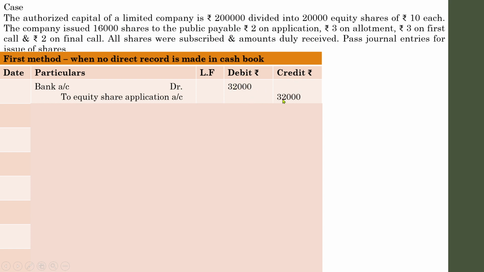Next one, you need to pass the due entry. Due entry means you have to transfer this amount to the respective share capital account. So the entry will be equity share application account debited to equity share capital. Write down the same amount. First is the payment entry, next is the due entry. So we have successfully completed the first stage, that is with regard to application.